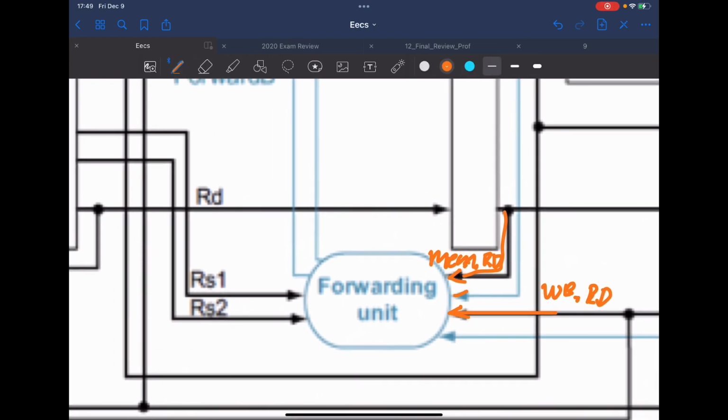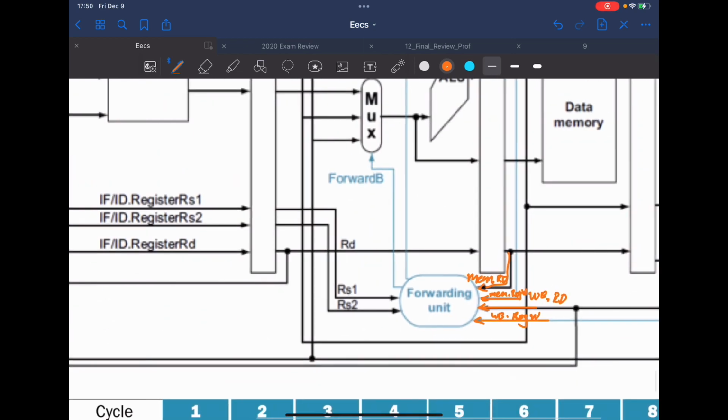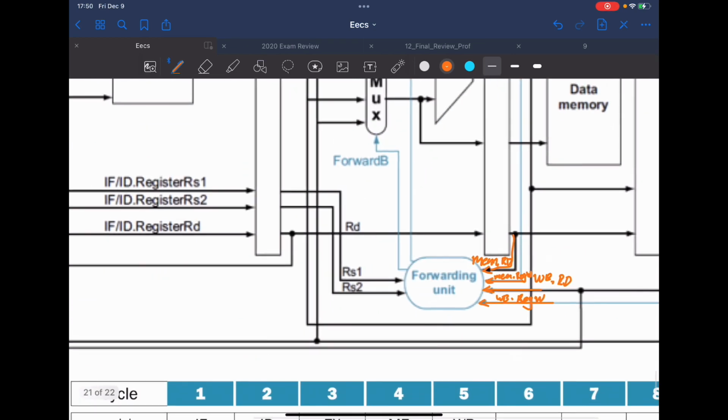Then notice we have these two other signals. What are they? Well, they are from different stages. This one is going to be from the mem stage, and it is the reg-write, register write. And this one is from the write back phase, and again it's the register write. I know it's a little blurry, but it helps explain it.